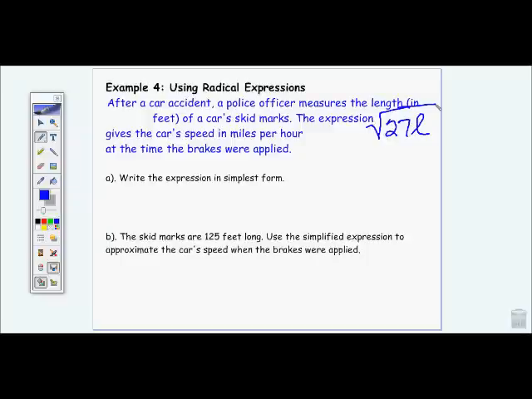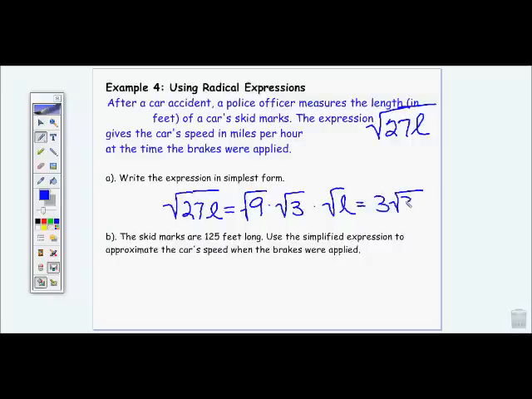So it says, write the expression in simplest form, and we need to go ahead and simplify the expression that they gave us as the formula. So the expression is the square root of 27 times length. 27 I know I can get to by 9 times 3. And then I also have to keep my variable in there, so the square root of L. 9 can be simplified. The square root of 9, the perfect square root, is 3. And then we also have the parts we can't simplify, which would be the square root of 3 and the square root of the length. That's going to be my formula.